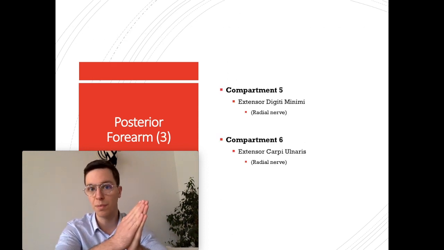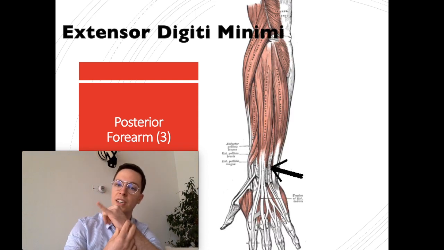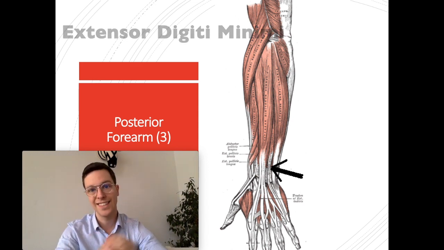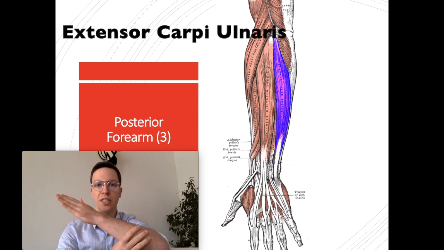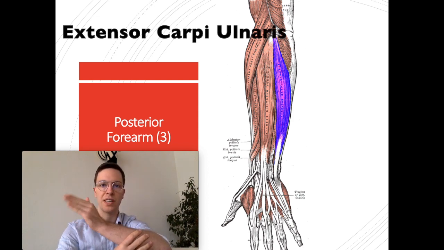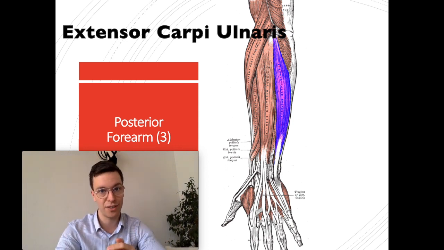Then in the 5th compartment you have the Extensor Digiti Minimi, which goes to your pinky finger, helps to extend your pinky as well as your hand, radial nerve again. And then the last compartment is the Extensor Carpi Ulnaris, which helps you to do ulnar deviation as well as extension of your wrist, a little bit of your forearm, again radial nerve.